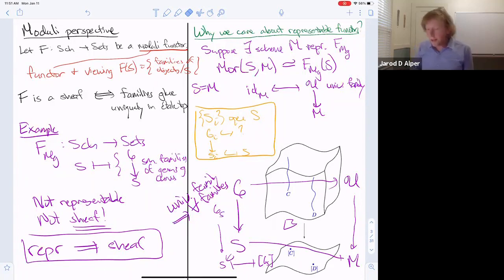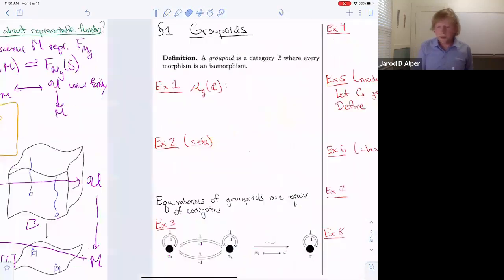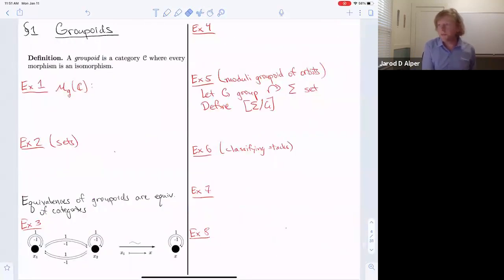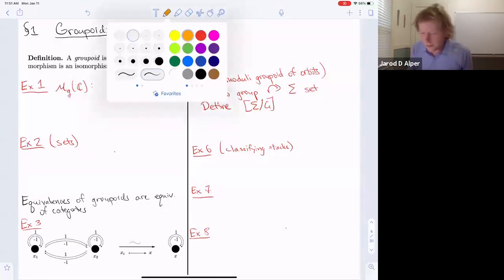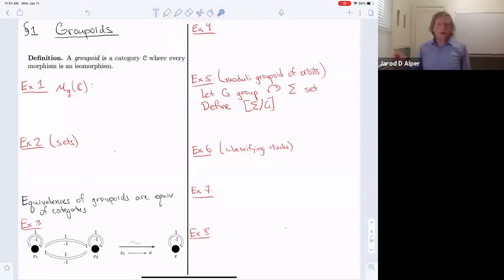Great, so today we're going to discuss groupoids first of all. This is the first section. And I'm trying to create some balance between what I write live and what is already written, so I hope you bear with me. So a groupoid is just a category where every morphism is an isomorphism. That's all it is.